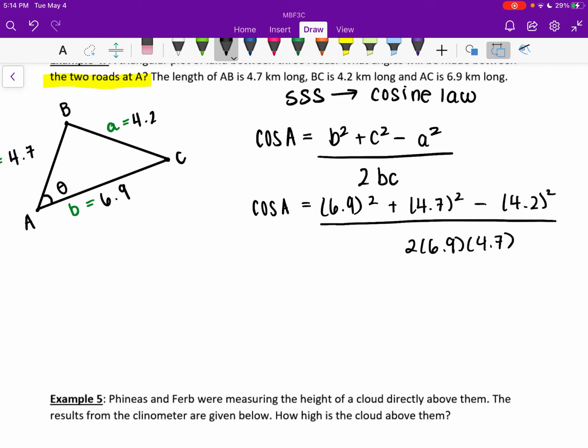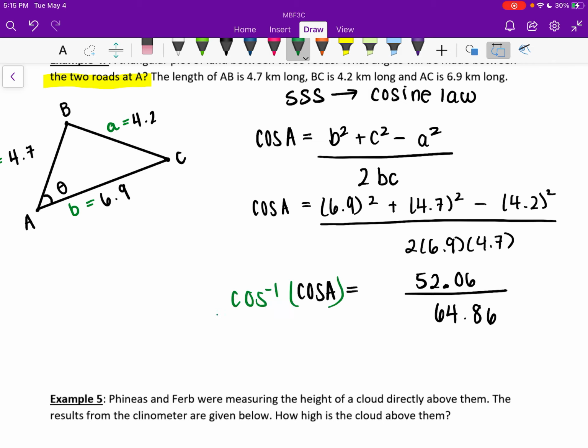So if I do 6.9 squared plus 4.7 squared minus 4.2 squared, I just did it all in one step. It's going to equal 52.606, sorry. And then I did 2 times 6.9 times 4.7 at the bottom, which is going to give me 64.86. And that's all going to equal cosine A, right? And in order to get angle A on its own, I need to get rid of that cosine. And in order to get rid of cosine, we just know that we need to do inverse cos. So I like to go in and say, okay, inverse cos here. We'll cancel out the cosine, and whatever I do to one side, I have to do to the other.